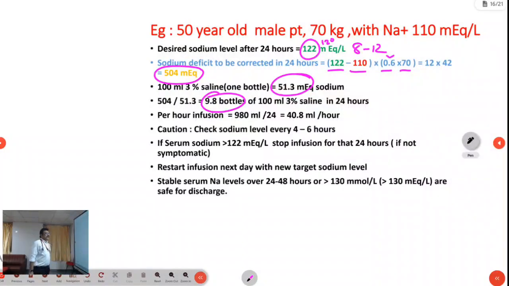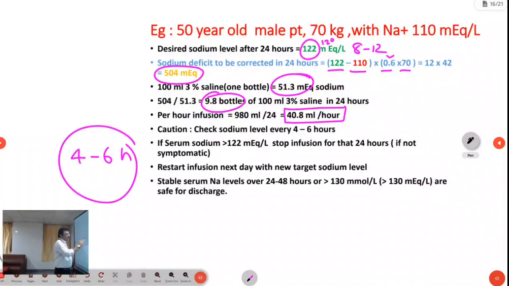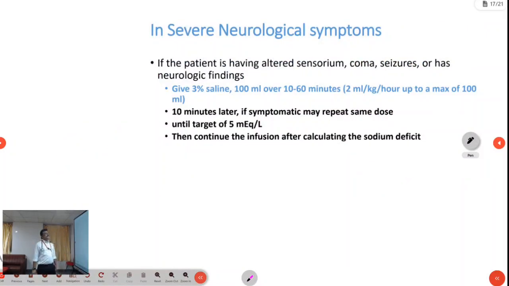So per hour infusion has to be 40.8 ml per hour. That's how we calculate the deficiency status. You can use this chart, or you can take any other samples and calculate the sodium, then only give 3% saline. Every 4 to 6 hours, you are supposed to check the sodium levels in this patient. That is very, very important. You have to check the sodium levels and calculate.